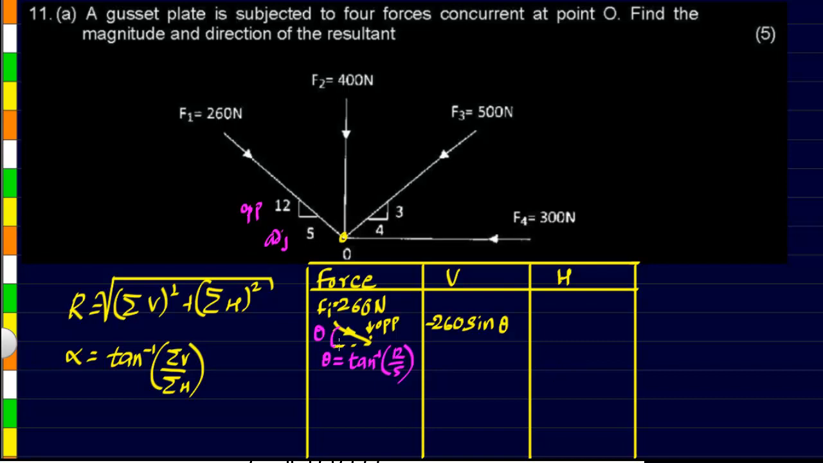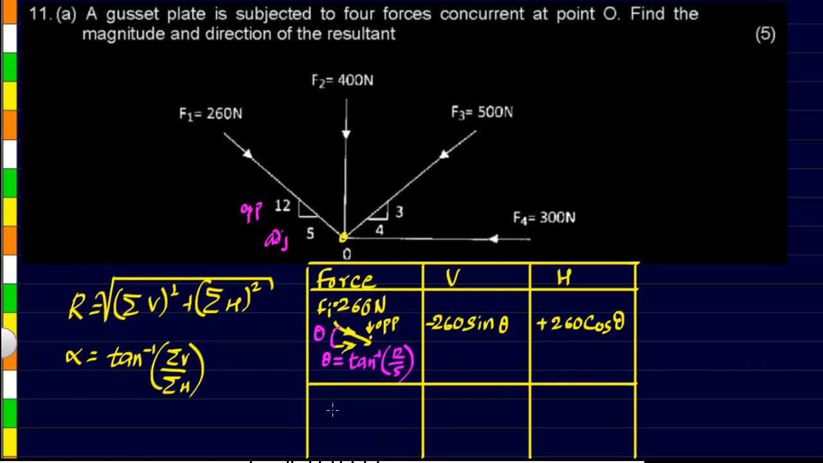Coming to the horizontal component, it will be acting on the right side, in the positive x direction. So we'll take it as positive 260 cos of theta. So this is our first force. Similarly, we'll have to take all the other forces.